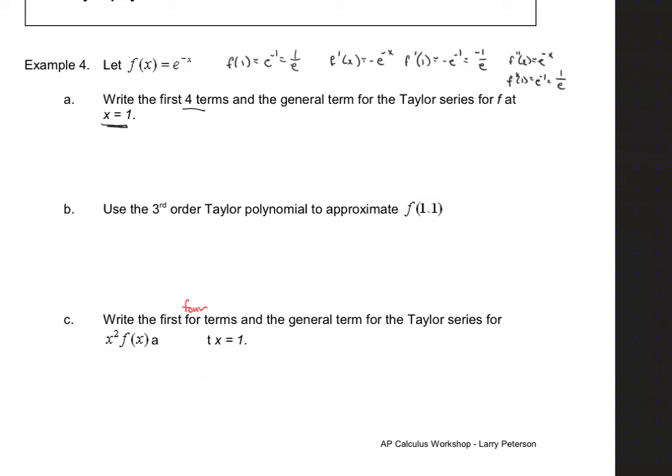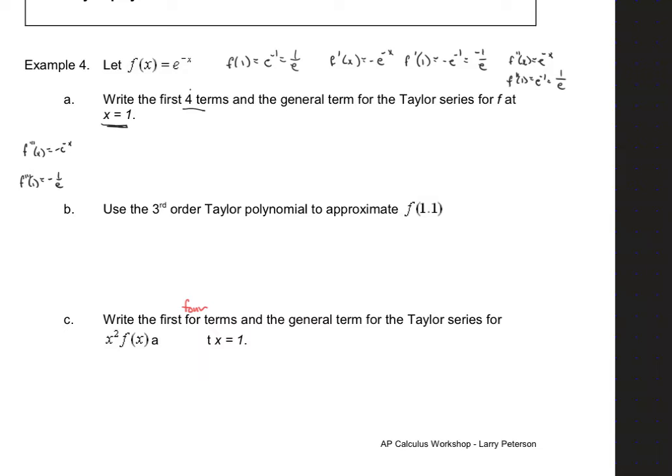We want 4 terms. The first term is going to be the constant, so I have to go to the third derivative here. So f triple prime of x is going to be back to, what did I say? Negative e to the negative x. And so f triple prime at 1 will be negative 1 over e.